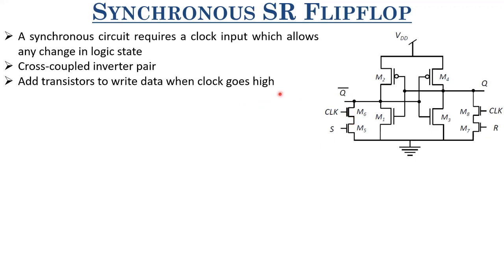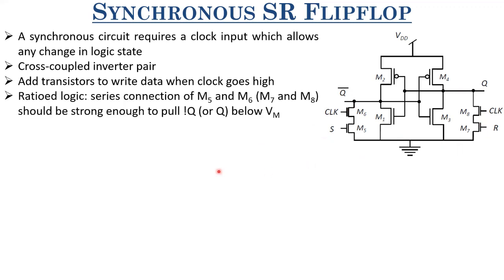Since you have to synchronize with the clock, you add a clock transistor in series with those S and R, so that the output changes only when the clock is high. These values are able to change the value of Q and Q bar only when the clock is high.